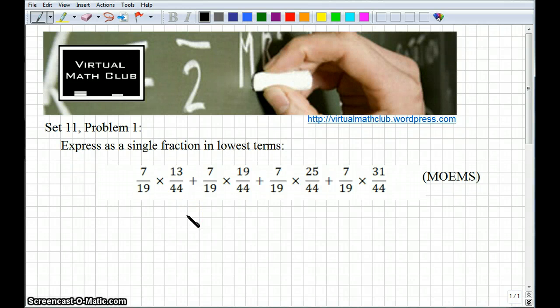In this first problem, we're asked to take this thing and express it as a fraction in lowest terms. So let me give you a hint. There's a couple of things. One is to remember your order of operations, okay?